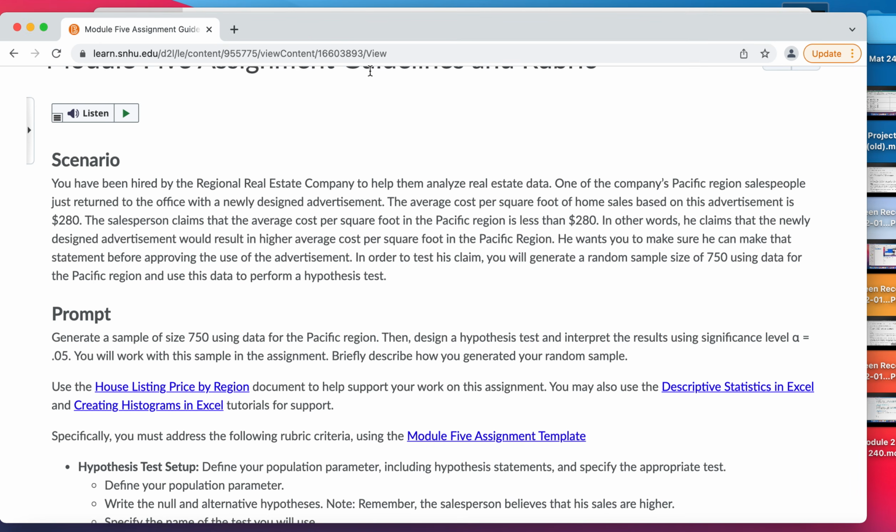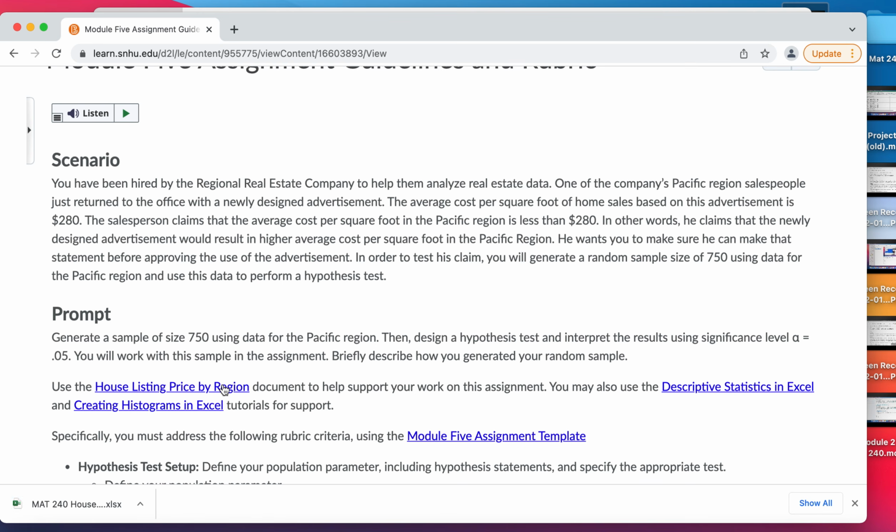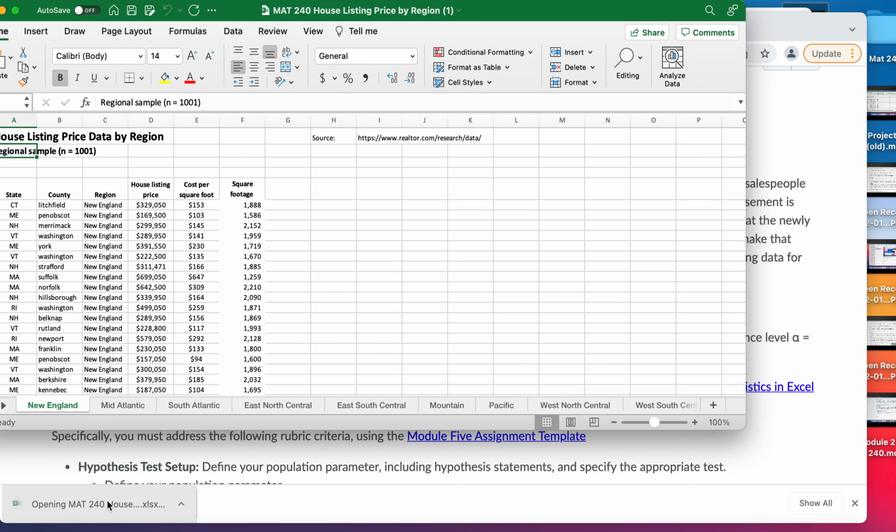Okay, we're ready to look at the assignment for Module 5. It says generate a sample of 750 using the Pacific region. So let's open the house listings by region spreadsheet, and we specifically want Pacific.